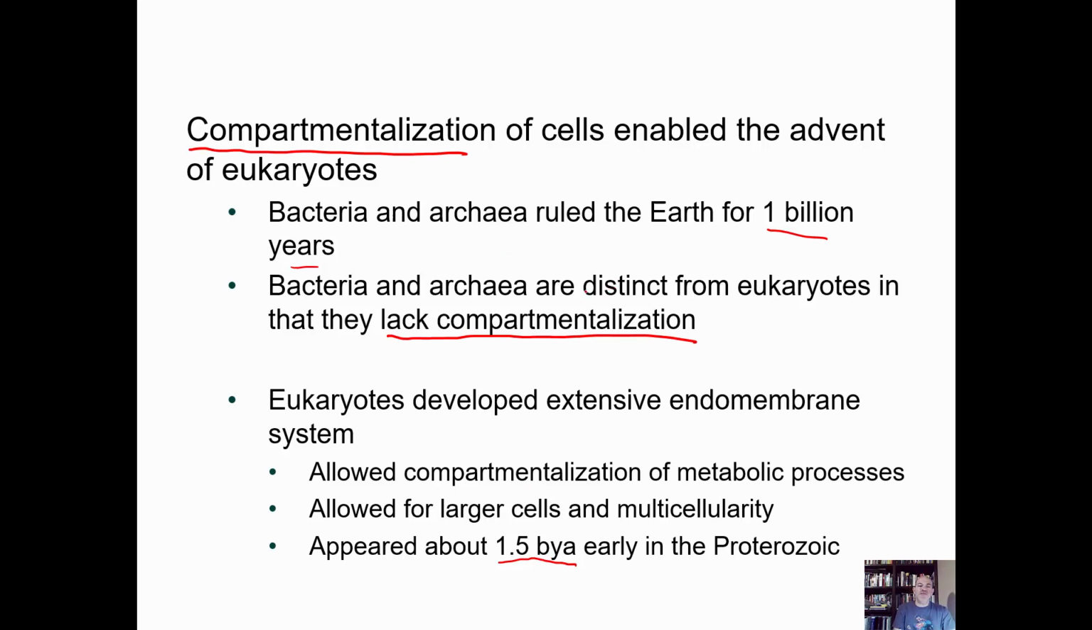And the key here for the eukaryotes is that they have this extensive endomembrane system, which includes the nucleus and the endoplasmic reticulum. And what this does is it allows us to compartmentalize your metabolic processes. And when you can separate your metabolism into different compartments, you're more complex, right? And the compartmentalization allows larger cells. Typically, a eukaryote is going to be about 10 times bigger than a prokaryote.